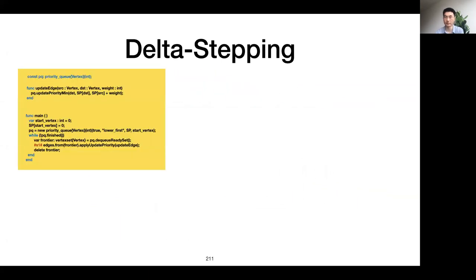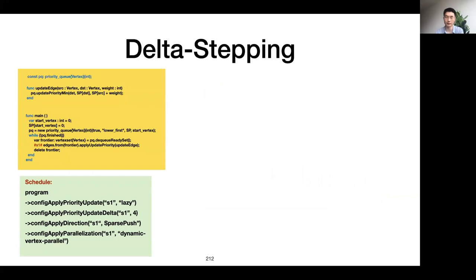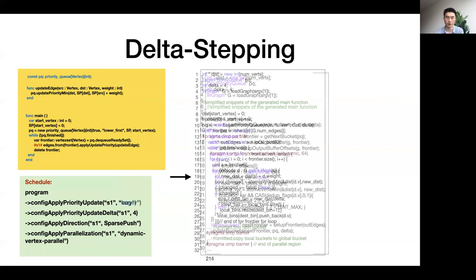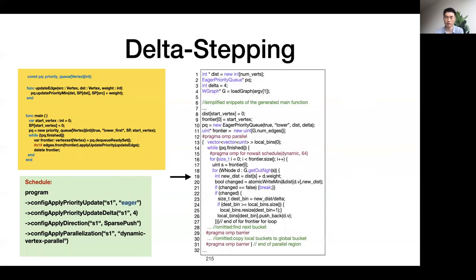Right. So again, we've seen the algorithm specification, and like I said earlier, the scheduling functions can be specified separately to configure the performance of the edge traversal in the algorithm. And this would generate optimized C++ code. If you change the parameter from lazy to eager, this would generate very different C++ implementations. I'll introduce what eager and lazy mean next.